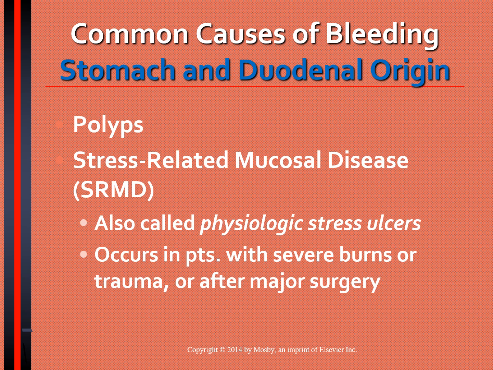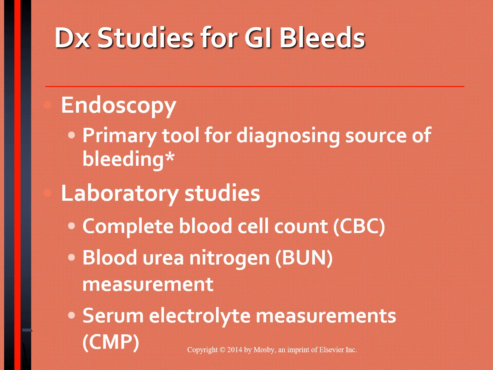Erosion of greater number of superficial blood vessels occurs with SRMD than like peptic ulcer disease. So Protonix is given to help reduce the risk of this. So a lot of patients are on Protonix, and that is to prevent these kind of stress-related mucosal disease and polyps. So really, endoscopy is the primary tool for diagnosing source of bleeding. They're going to go in and find that bleed.